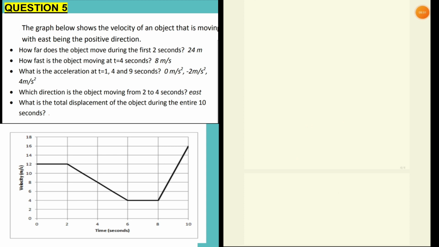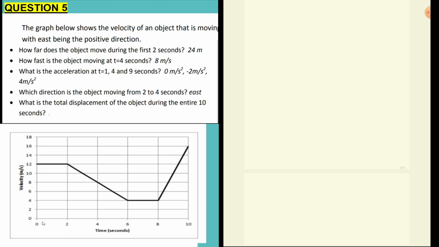Next, which direction is the object moving from 2 to 4 seconds? So look at here, from 2 to 4 seconds. It's moving to the east to west, with east being the positive direction. So now start from here. The object is moving at 12 meter per second, with constant velocity.